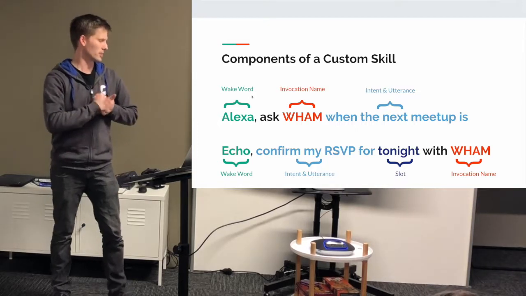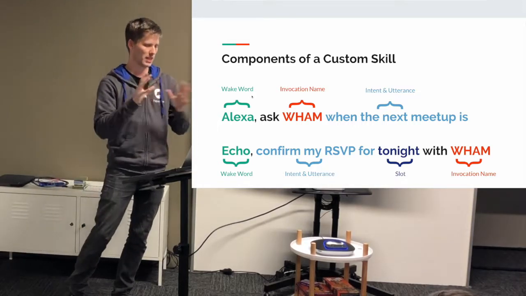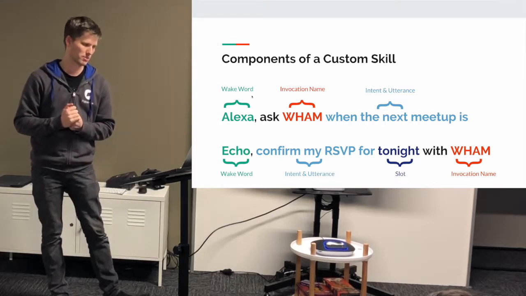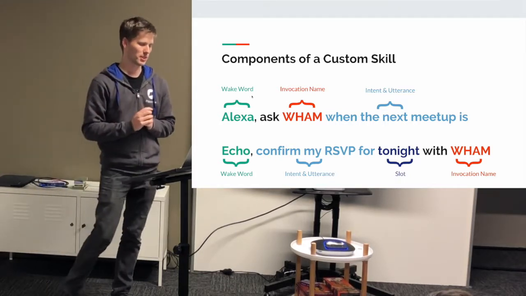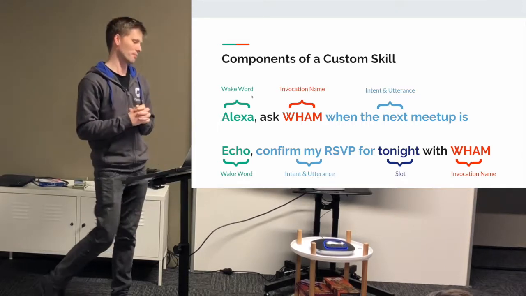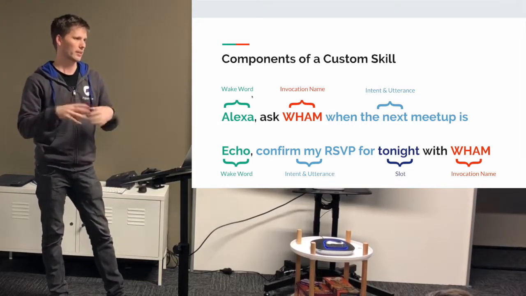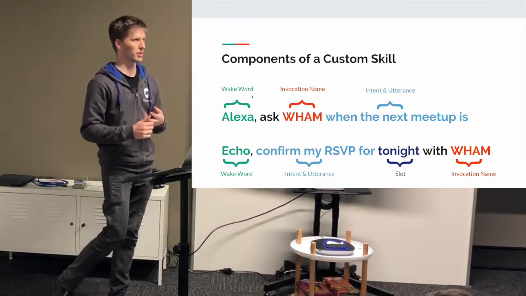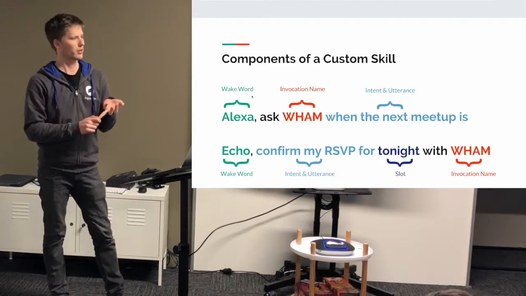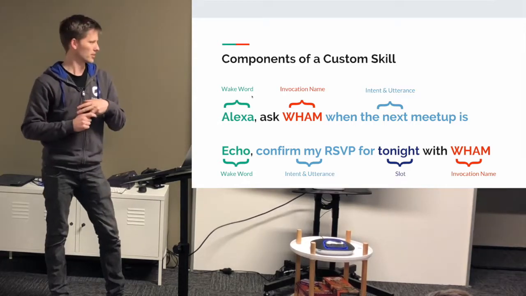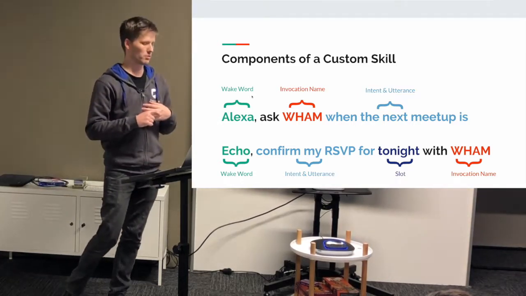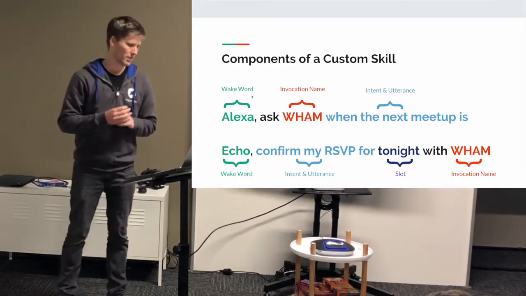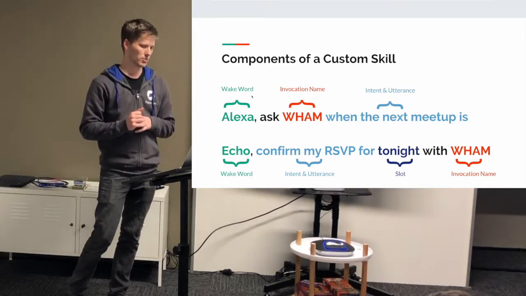Anyway, so custom skills. There are a few key parts of a custom skill that you need to understand. The wake word is the thing that Alexa is supposed to listen to before it will wake up and listen to what you're saying. The default one's Alexa. There's also Echo, Computer, and one other whose name I've forgotten. It's in my speaking notes that I can't see. But effectively, Alexa won't wake up and listen to your commands unless that word is heard first. Then after that, typically you've got what's called the invocation name.